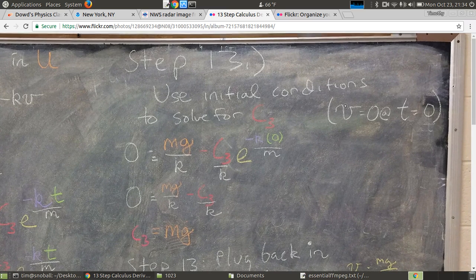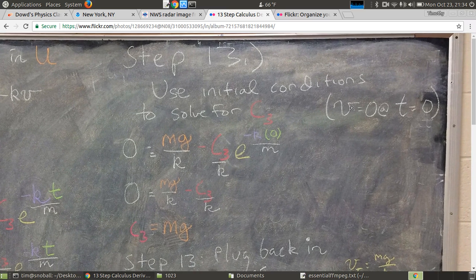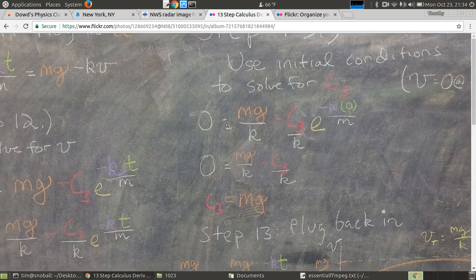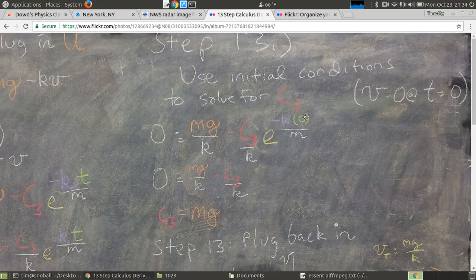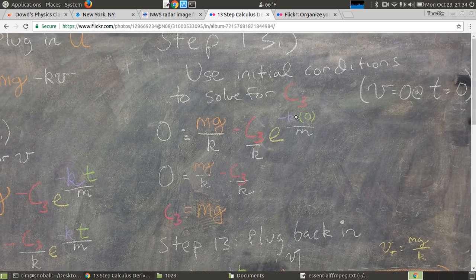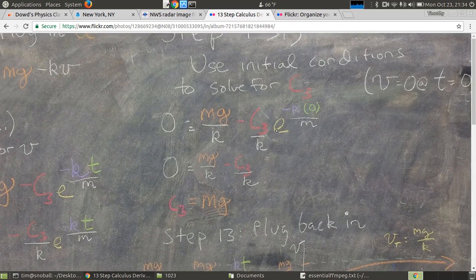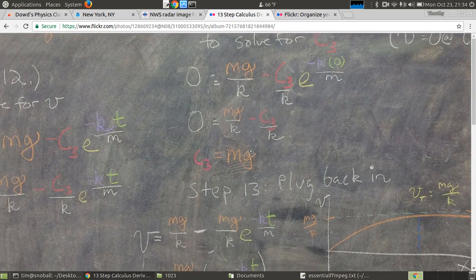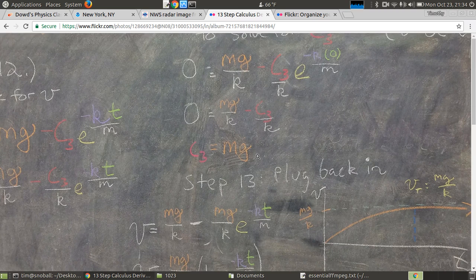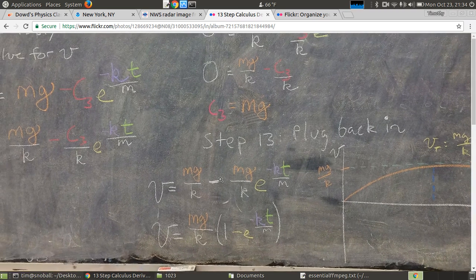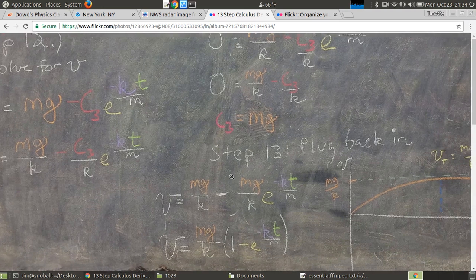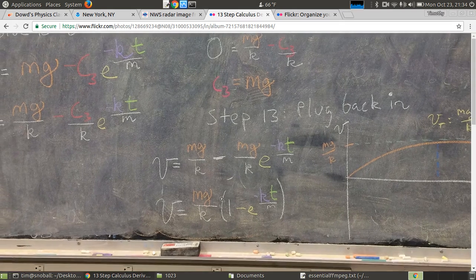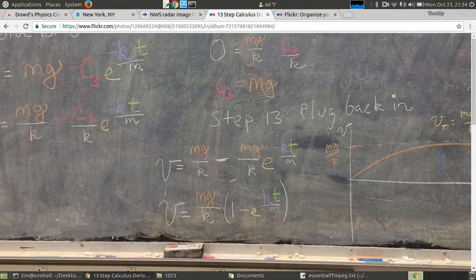So our initial conditions are that we dropped this from rest, so the velocity was 0 at time t equals 0. So all I'm going to do is plug in 0 for velocity and 0 for time. That makes this e to the 0, which is just 1. So we end up with 0 equals mg over k minus c3 over k, telling us that c3 is mg. And then we're done. I plug in for c3, I plug in my mg. You can simplify it a little if you want, which I did. And this is the equation you're left with.